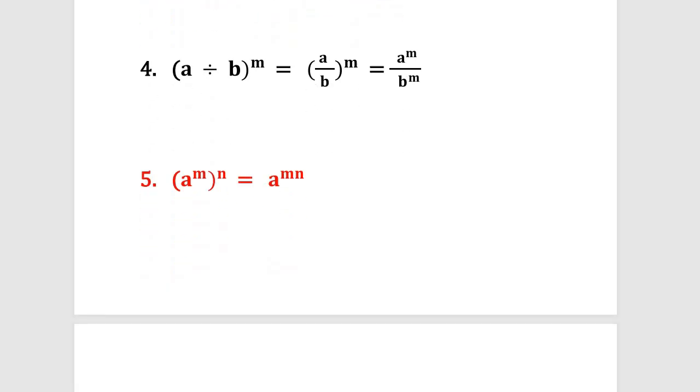Formula number 4, a divided by b whole to the power m equals a by b whole to the power m equals a to the power m divided by b to the power m. In this case, the power is separately assigned to the two numbers with a division sign. This is formula number 4.